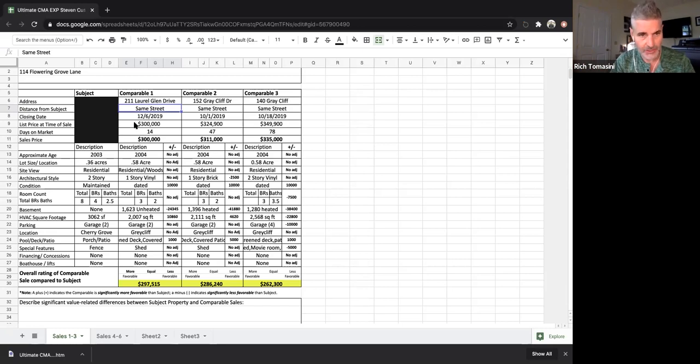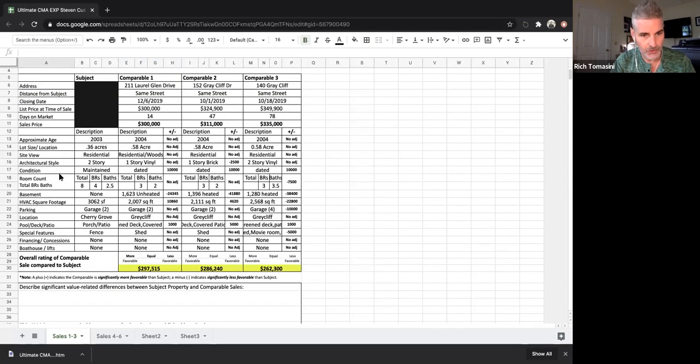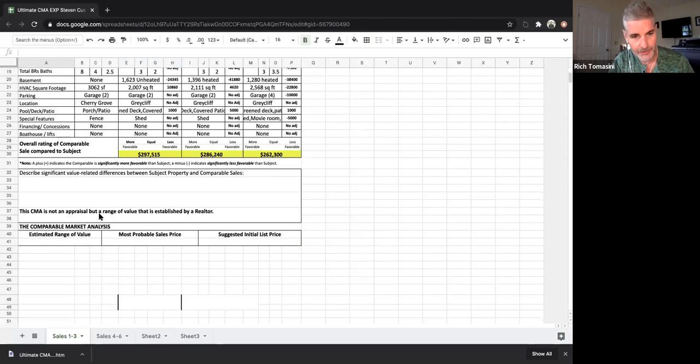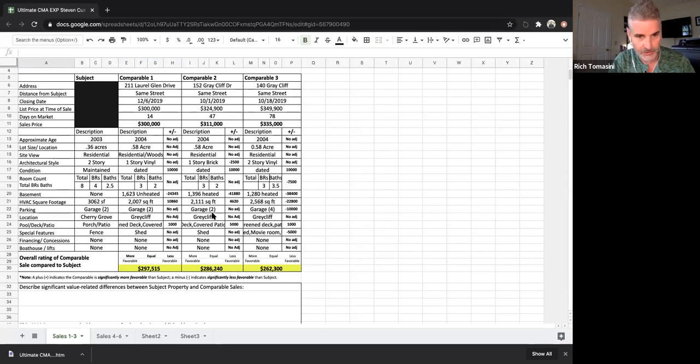So I got the address in. I got the TLC, my old team name. Let me delete that so I don't email that to you guys. And then I got a little disclosure in here that I did not run across an attorney, so you might want to run yours across an attorney. This is a CMA, not an appraisal, but a range of value established by a realtor. So no one feels like this is an appraisal, even though it looks just like an appraisal because I copied it from a sales comparison grid.